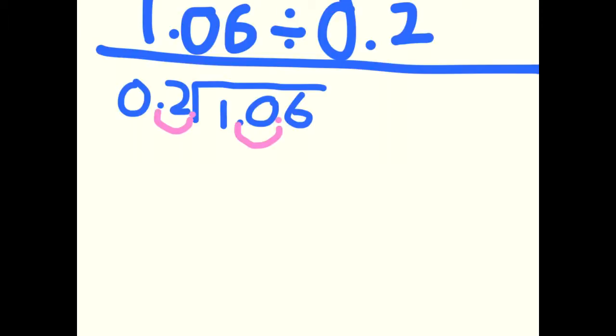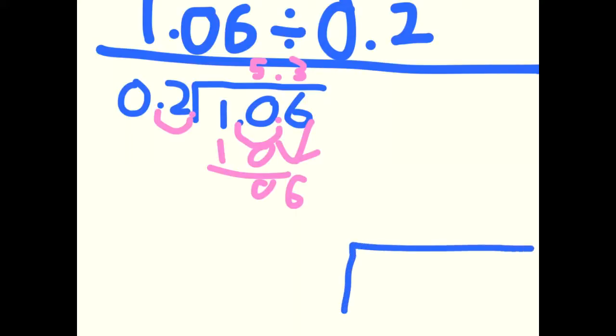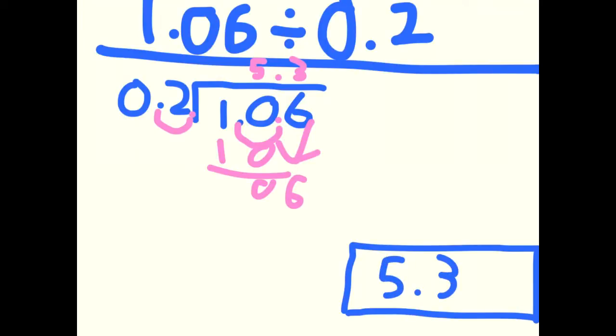So right now we have 10.6 divided by 2. So what we do, we have the decimal here, 5, 10, 0. Bring that down to 6. 5.3. So our answer is 5.3.